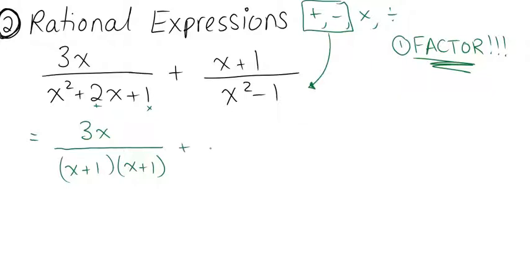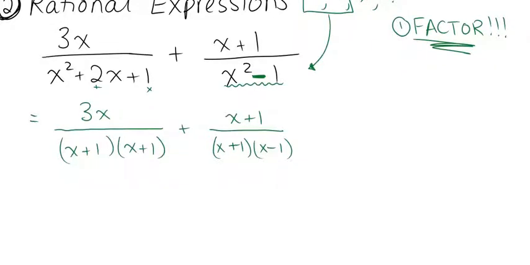Okay, and then the second fraction, x plus 1, I can't factor that, but I can factor this guy, and that's a difference of squares because it's got 2 terms separated by a minus sign, and I can take the square root of each term. So the square root of x squared is x, the square root of 1 is 1, and then I put a positive and a negative in each bracket. Okay, so that's what I have.